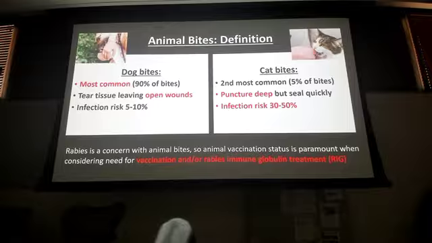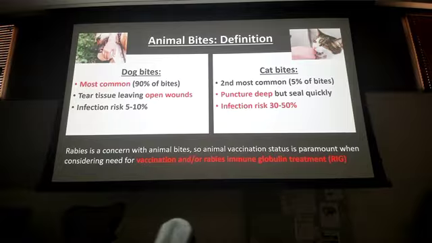So cat bites can be more concerning though, and that's indicated by the bottom there. The infection risk in a cat bite is 30 to 50%. So I will tell you this, every cat bite you call me about from now until we all go to Narnia, I will think it's infected until I've examined that patient. That's just how I roll, okay?